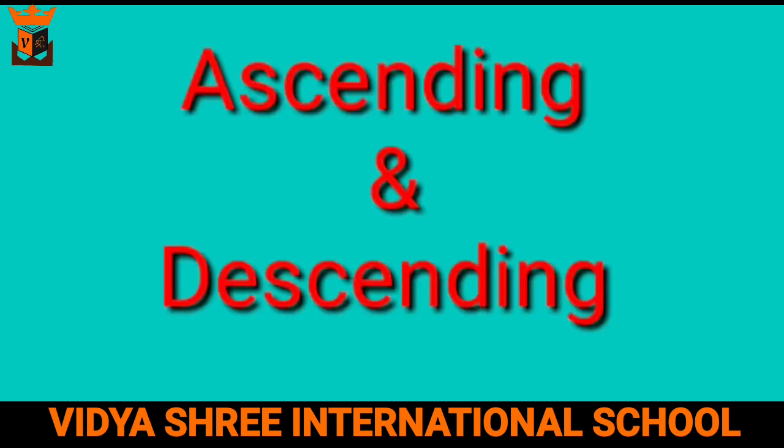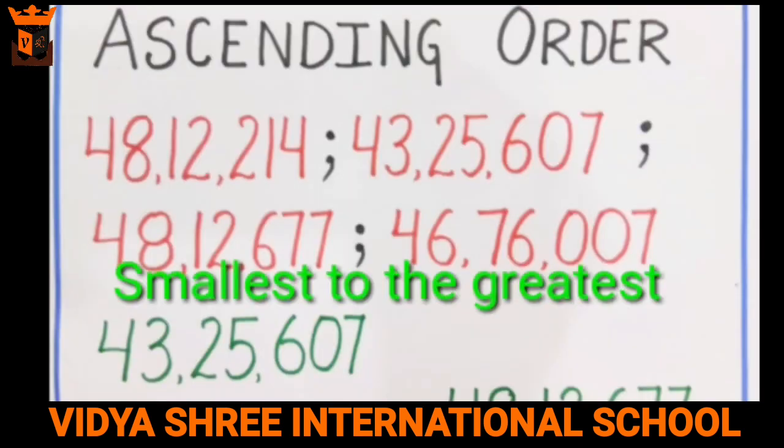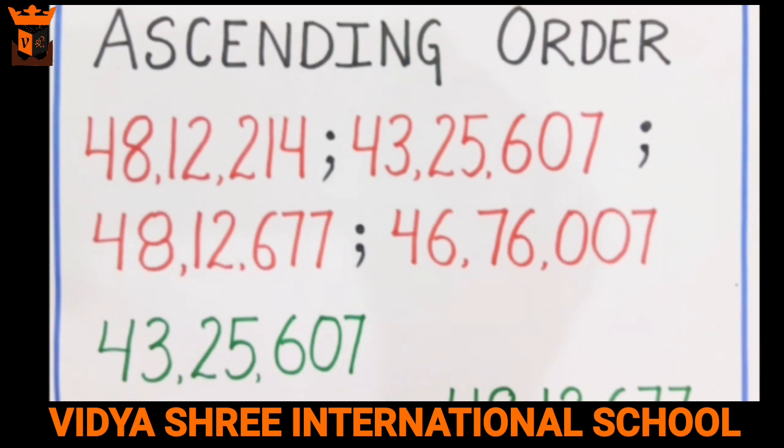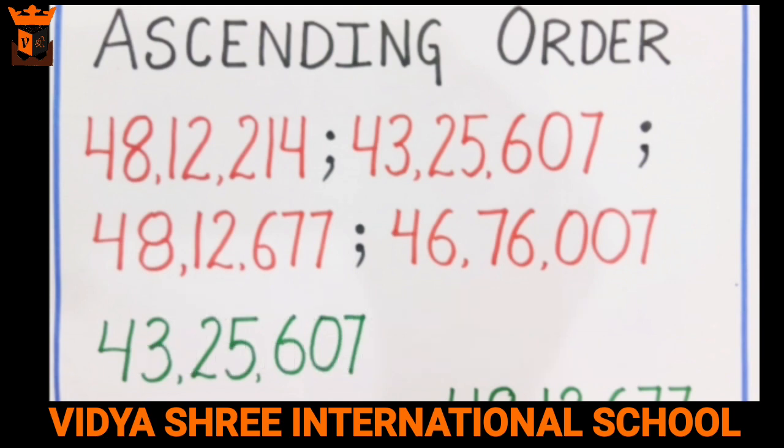Now coming to our next topic of the day is ordering of the number, that is ascending and the descending order. Let us start with the ascending order first. When we arrange the numbers from smallest to the greatest, we call it as ascending order. Let us practice this by taking an example. Arrange the following numbers in the ascending order. Start with the smallest number and end with the greatest number. That is, place numbers in the increasing order of their respective values.